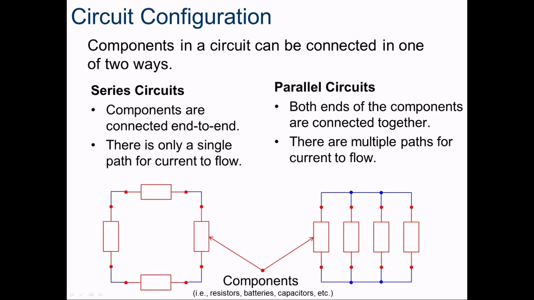Okay, let's talk about circuit configuration. Components in a circuit can be connected in one of two ways. Series circuit: components are connected end to end. There's only one way for the electricity to flow, just like Christmas tree lights. If one goes out, they'll all go out. A parallel circuit: both ends of the components are connected together. There are multiple paths for the current to flow, just like your house. If a light bulb goes out in the bedroom, well, I hope that your microwave doesn't go out in the kitchen, right? Because your house is wired in parallel.